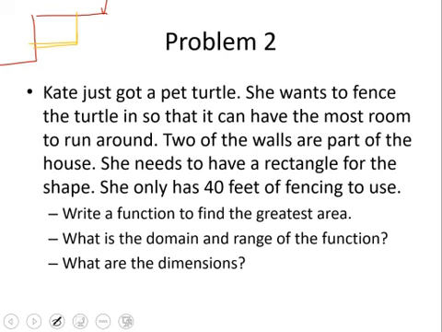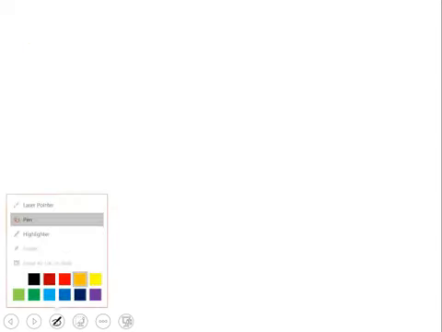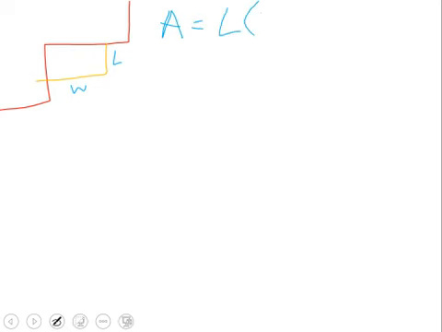Okay, so using this, again with our setup, here's the house, and then the orange is going to be the walls that we're going to use. Now, to find area, we need to use length and width. So to find the area, we use length times width. So area is equal to length times width.